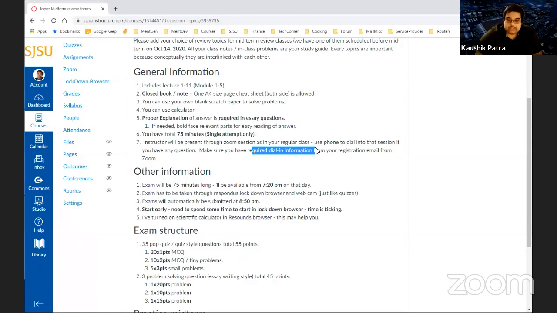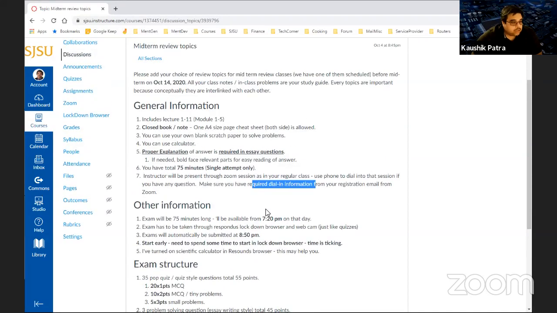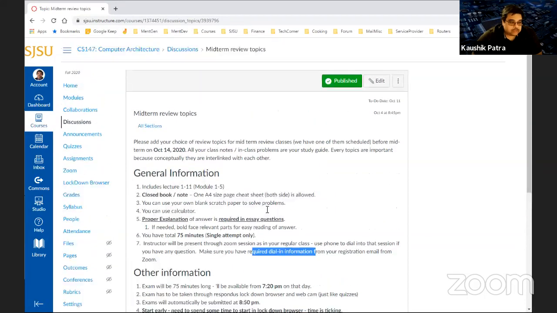That has all the detailed information, like which phone number you can call, it's an 800 number, and then enter the meeting ID, password, etc., and you will be connected through your phone to the Zoom meeting and can ask me the question. I will make sure I'm available during that time if you have any questions. Questions so far before I go to the exam structure?